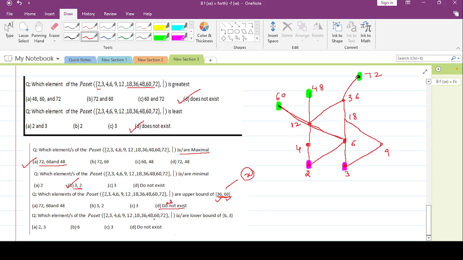Now the lower bound of 6 and 3. Lower bound means those elements of this set which divide both these elements. See, 3 is one such element which divides both 3 and 6. You cannot find any other element which divides both these elements. So here we can say that the lower bound of this set is 3.